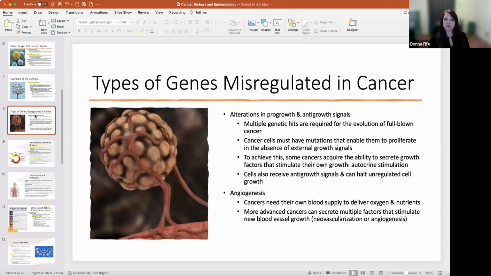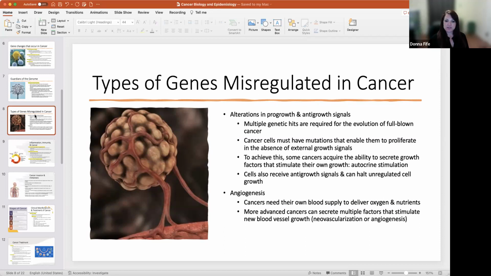Types of genes misregulated in cancer, alterations in pro-growth and anti-growth signals. Multiple genetic hits are required for the evolution of full-blown cancer. Cancer cells must have mutations that enable them to proliferate in the absence of external growth signals. To achieve this, some cancers acquire the ability to secrete growth factors that stimulate their own growth, which is autocrine stimulation. Cells also receive anti-growth signals and can halt unregulated cell growth.